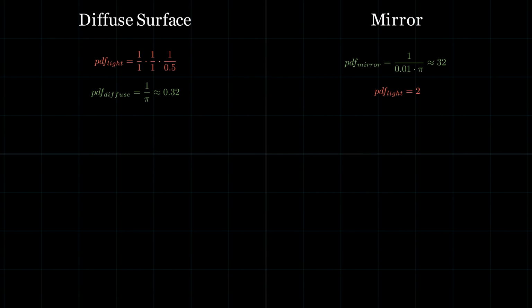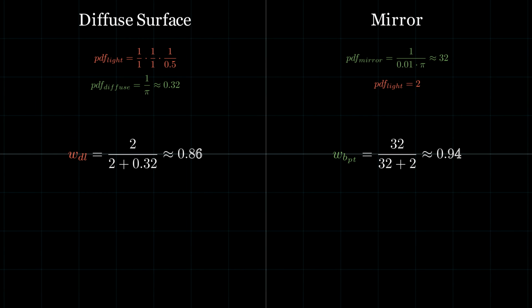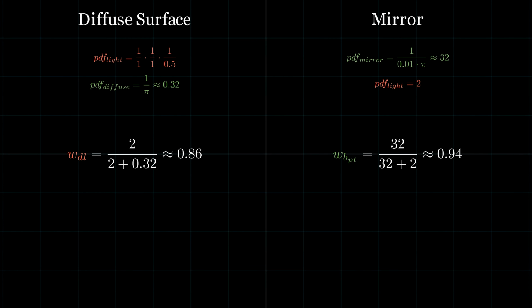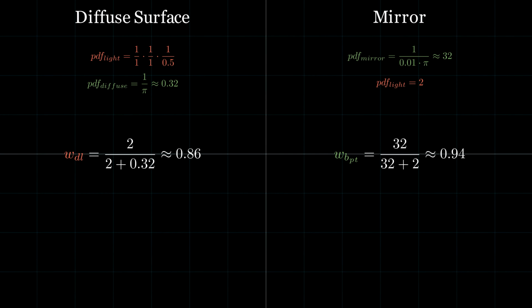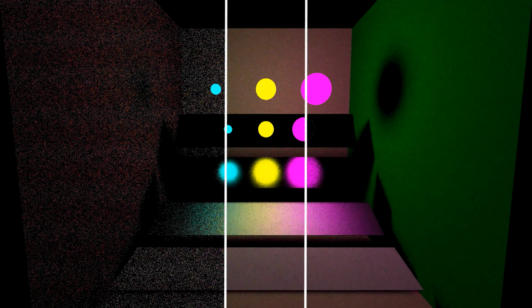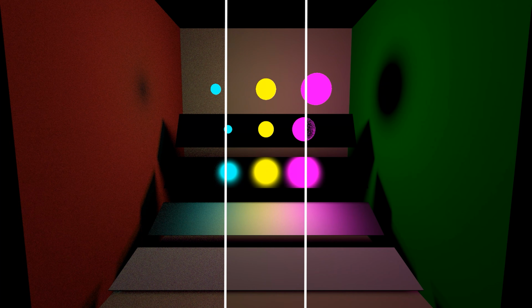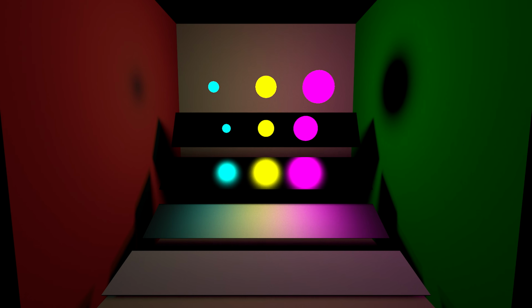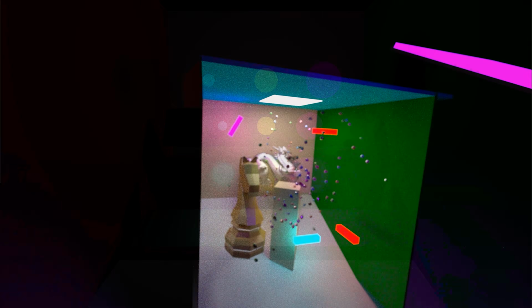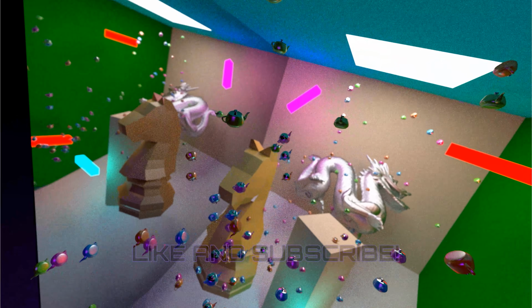And after applying the balance heuristic, you can see that on the diffuse wall, the direct light method gets almost all the weight, while on the mirror, the standard path tracing is preferred. Finally, we get a beautiful, unbiased result that converges incredibly fast for both rough and specular surfaces. If you need some more details, check out the code.